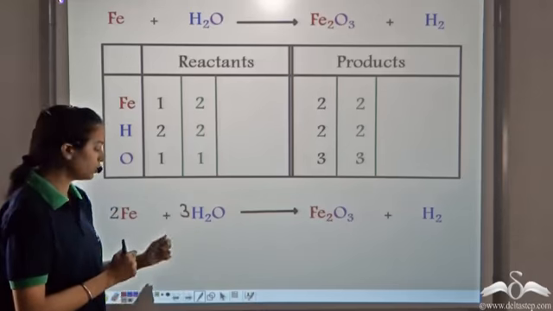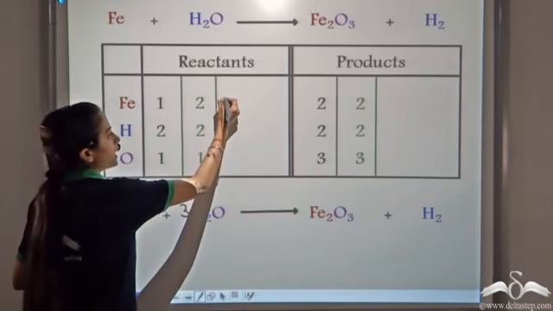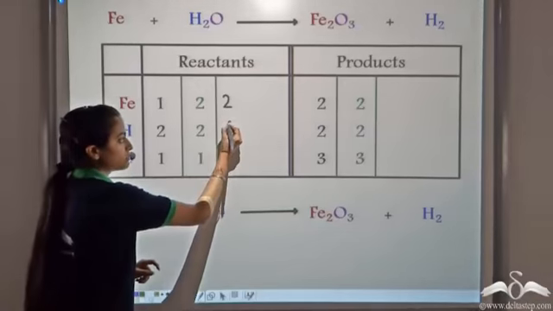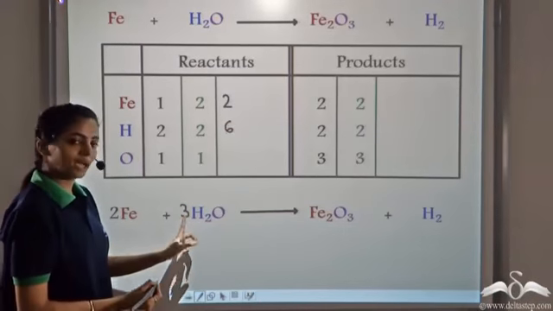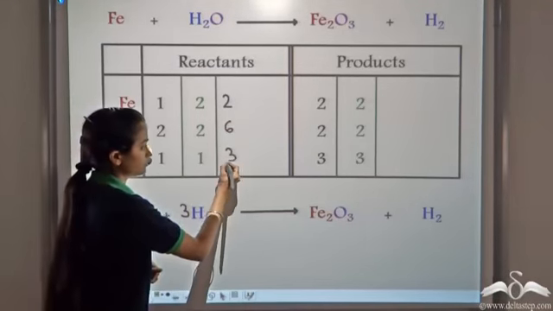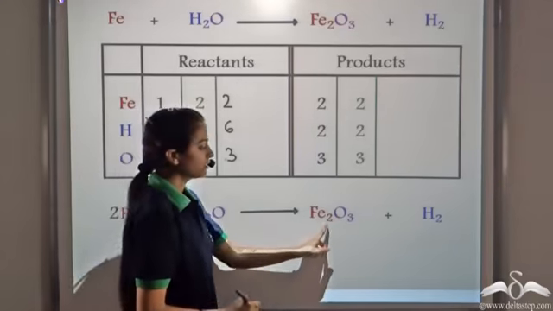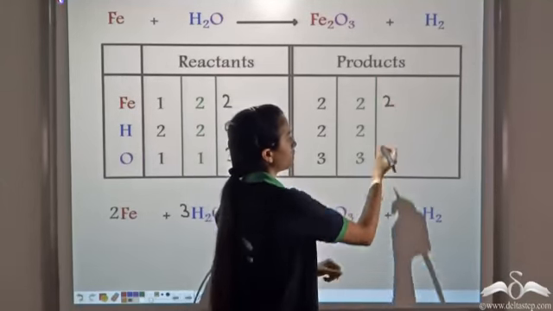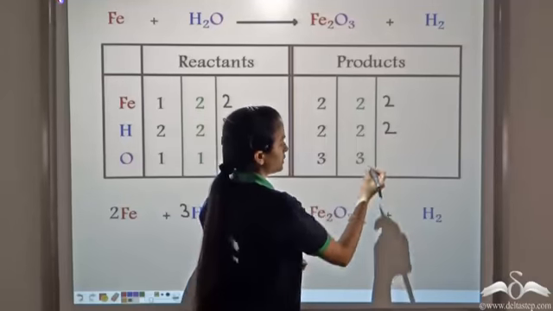So what do we get now? We get 2 atoms of iron. Hydrogen, we have 6 atoms now. And oxygen, we have 3 atoms. And on the product side, we have 2 atoms of iron. We have 2 atoms of hydrogen. And we have 3 atoms of oxygen.